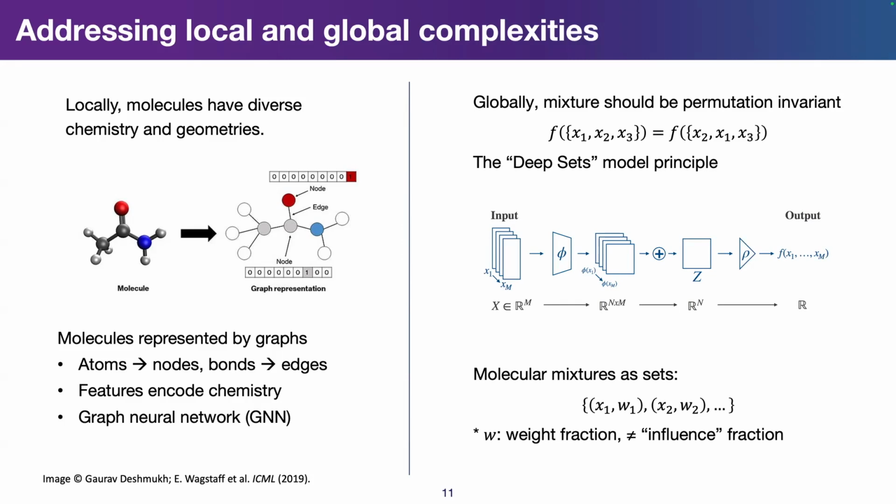This resembles a set data structure in mathematics. And there is a Deep Sets model, which gives the principles that a model should follow to be permutation invariant on a set. So we could also view our molecular mixture as a set, but there's another complexity. Our molecules have their weight fraction in this mixture. And a more tricky thing is this weight fraction doesn't directly mean the influence fraction. Some molecules could be more important than their fraction.